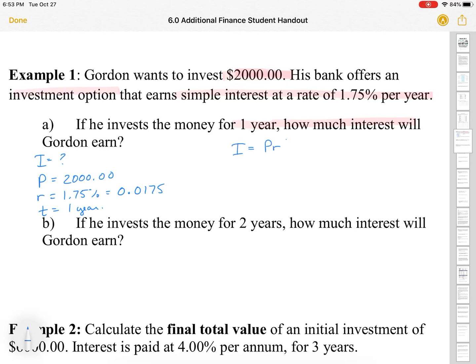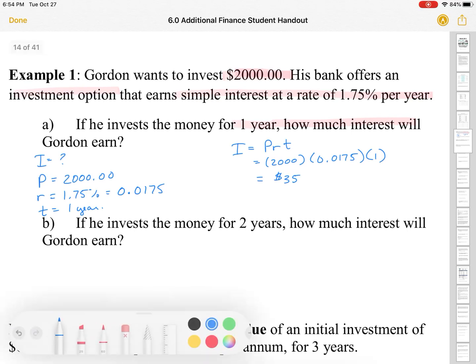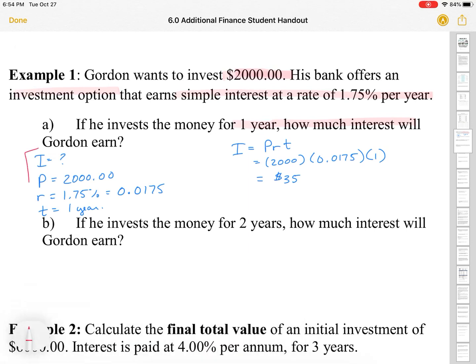So interest will equal PRT. So 2,000 times 0.0175 times 1. So we do that. 2,000 times 0.0175 times 1 equals $35. If he invests the money for 2 years, how much interest will he earn? Well, everything is the same as these except the time. The time is now 2 years.